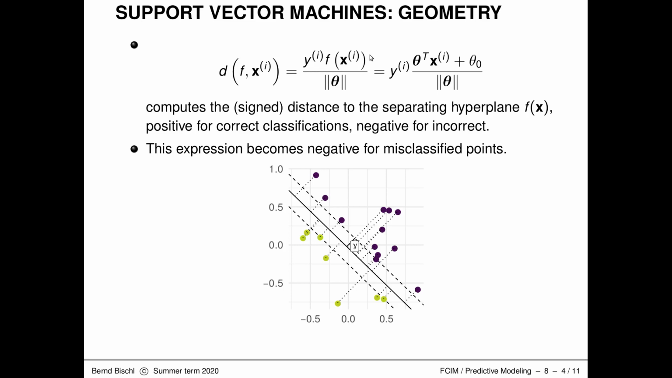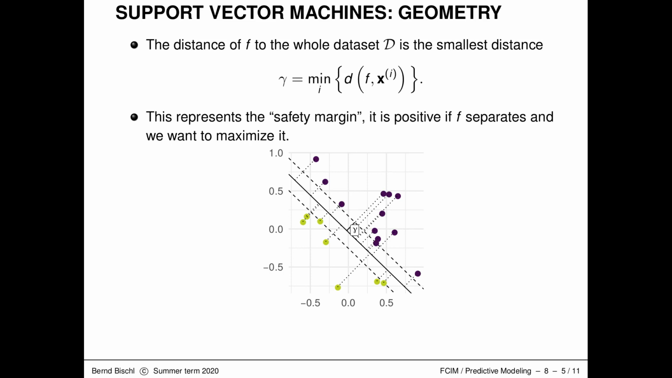So we can now interpret the length or the absolute value of that guy as the geometrical distance and the sign as correct or incorrect classification. And what we now obviously want to consider, if we are talking about the size of the safety margin, is the minimum distance of all points to this hyperplane. And this minimum distance I will call gamma from now on. And this is exactly the width of our safety margin.